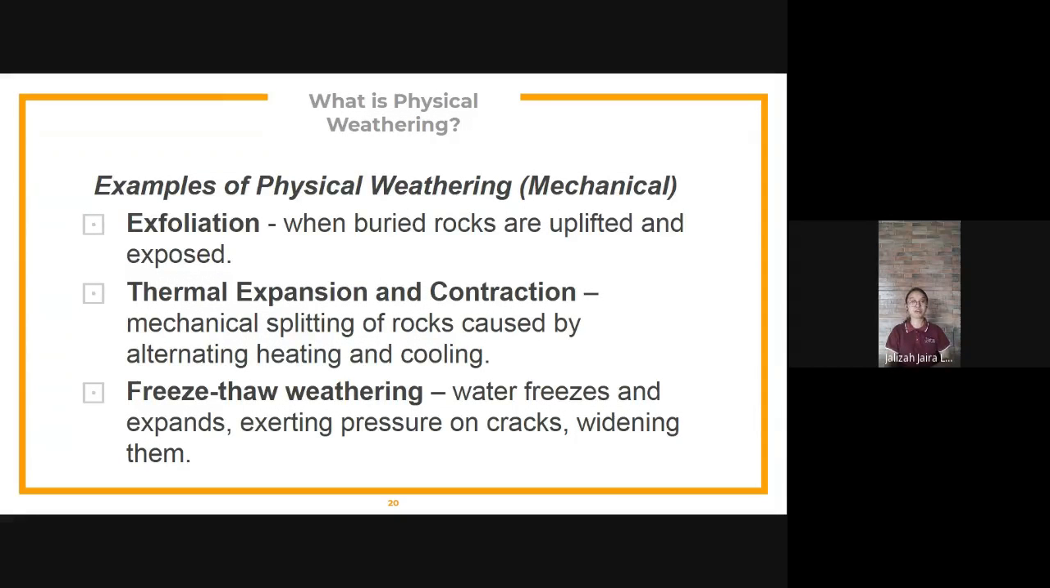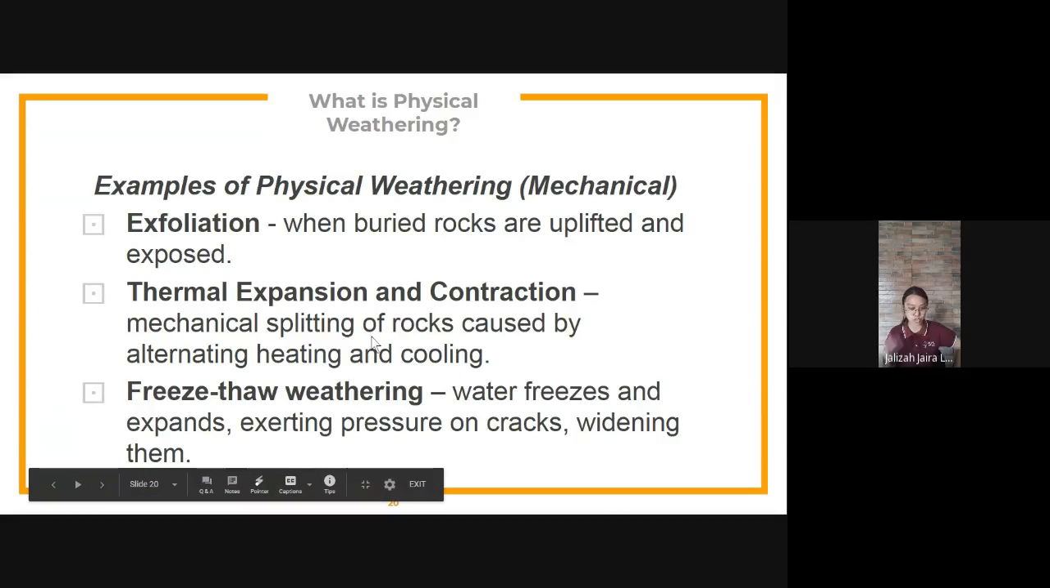So these are some examples of physical weathering. Here we have exfoliation, where buried rocks are uplifted and exposed. So usually what happens there is that new layers of rocks are exposed. You also have thermal expansion and contraction.